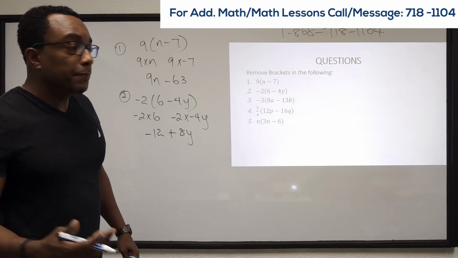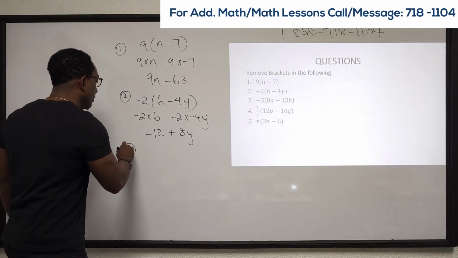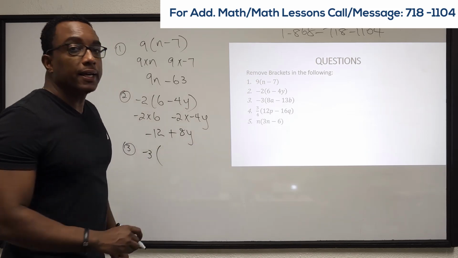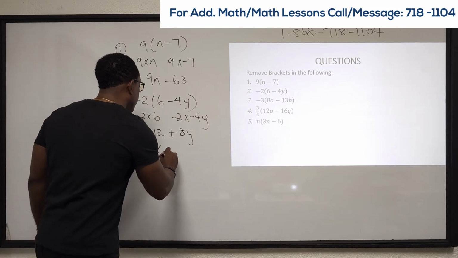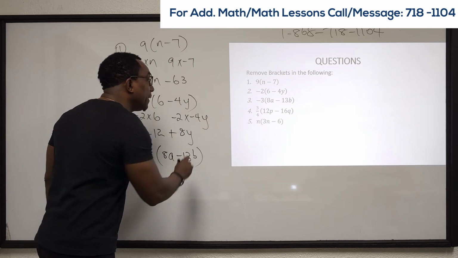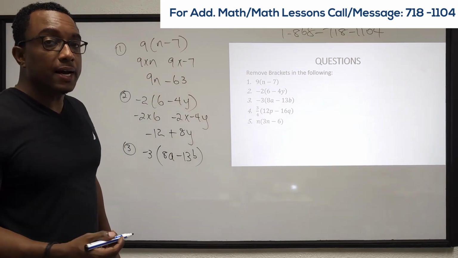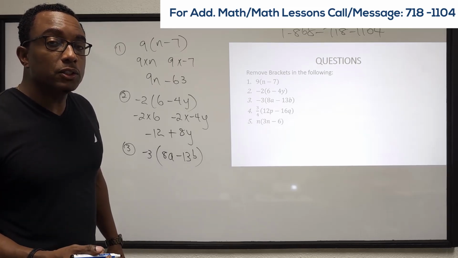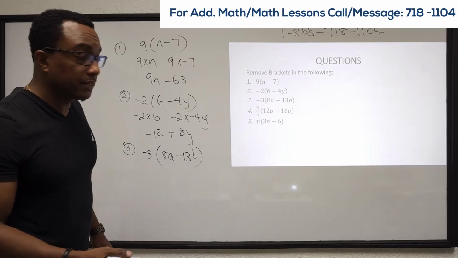Let's look at example 3. We have negative 3 outside of the bracket, and we have 8a minus 13b within the bracket. So to remove that bracket, we're going to take negative 3, and we are going to multiply by each one of the terms of the algebraic expression within the bracket.